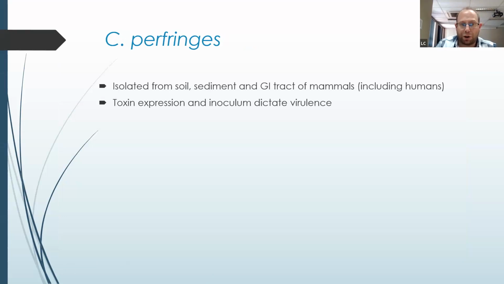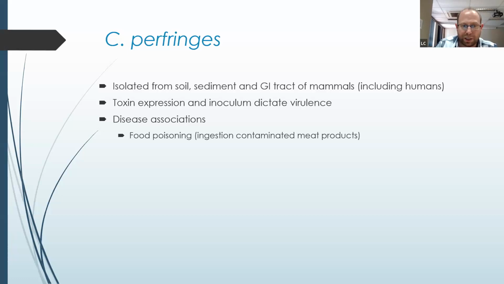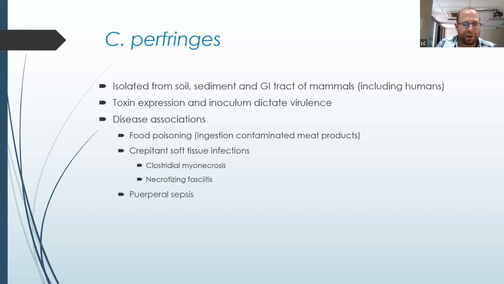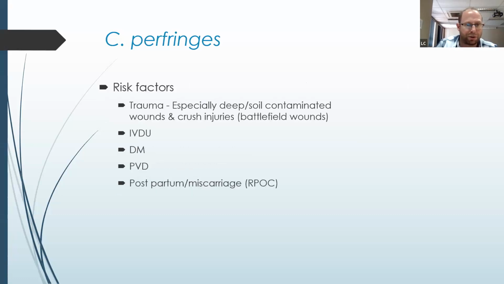So looking at Clostridium perfringens, again, isolated from the soil, sediment, and GI tract of mammals, including humans. The toxin expression and inoculum is what dictates the virulence. So if they don't express the toxin, they may be less virulent or avirulent. Varying disease associations: food poisoning, again, ingesting contaminated meat products with often preformed toxin, so one can fall ill fairly soon after ingesting. And then what's classified as crepitant soft tissue infections. A bit of a misnomer. They don't all have to have crepitus. They certainly don't have crepitus as they start, and it's potentially a later feature. But Clostridial myonecrosis and necrotizing fasciitis, with which I'm sure everyone's familiar. And then puerperal sepsis, or post-delivery, again, an unfortunate sequela from that infection, sometimes caused by Clostridium perfringens.